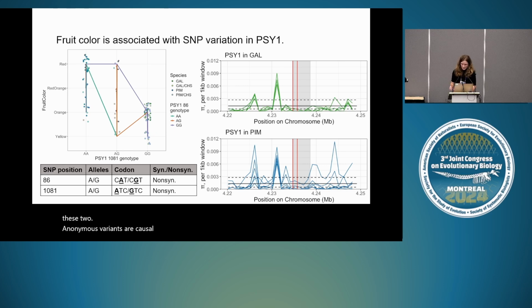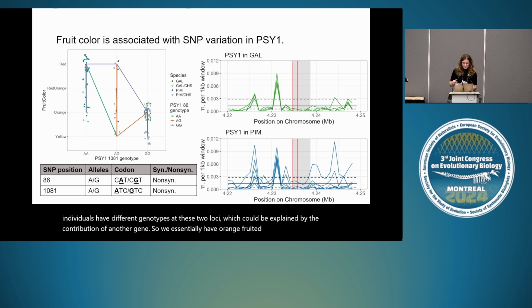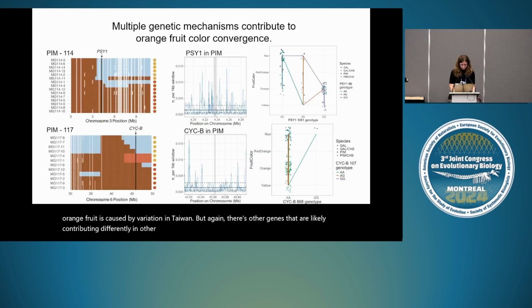However, some orange-fruited individuals have different genotypes at these 2 loci, which could be explained by the contribution of another gene. So we essentially have orange-fruited individuals where the orange fruit is caused by variation in Cy1, but again, there's other genes that are likely contributing differently in other populations.